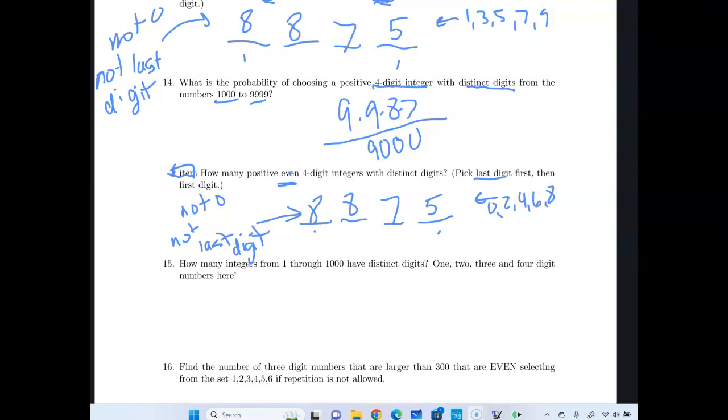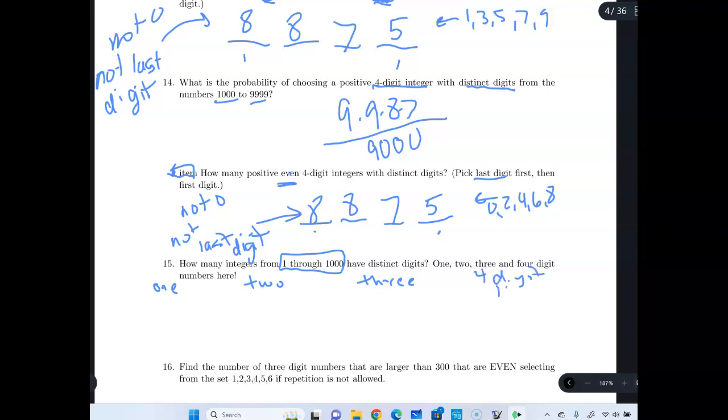Okay, so this we have to really scan through. So we have lots of kind of integers here. So we've got 1 digit, and then 2 digit, and then 3 digit, and then there's one 4-digit integer, and that would be the number 1000.